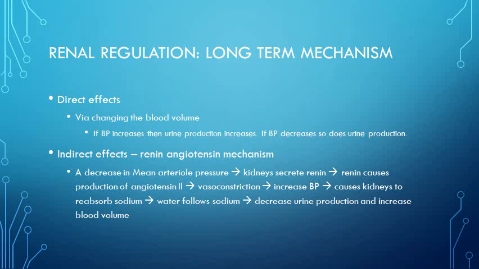A decrease in mean arterial pressure causes kidneys to secrete renin, and renin causes production of angiotensin II, which causes vasoconstriction, which then causes an increase in blood pressure, which then causes kidneys to reabsorb sodium, and of course, water follows sodium in the body, and a decrease in urine production and increase in blood volume is the end result.